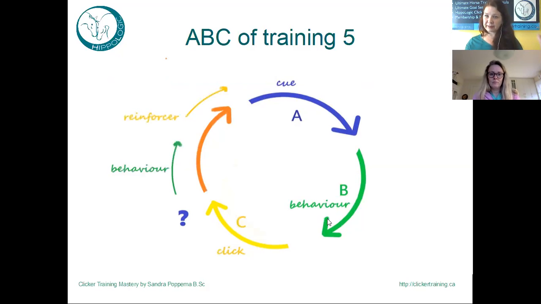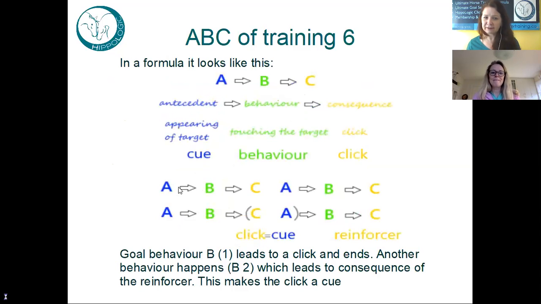Then there's another behavior. That's the blue. That's another antecedent for behavior B2. And then we give the reinforcer. And that's it, so the click becomes the cue for the next behavior. So for me, it was like, what?